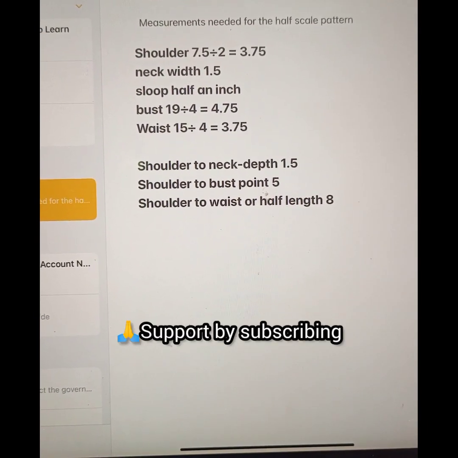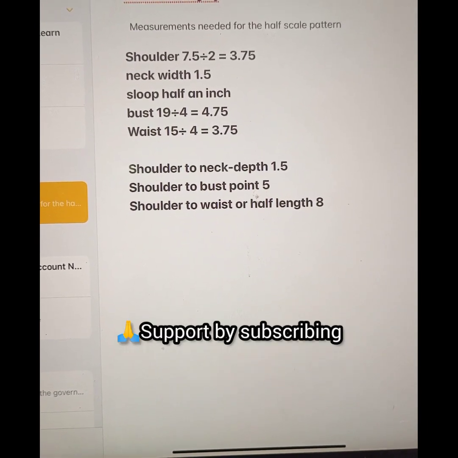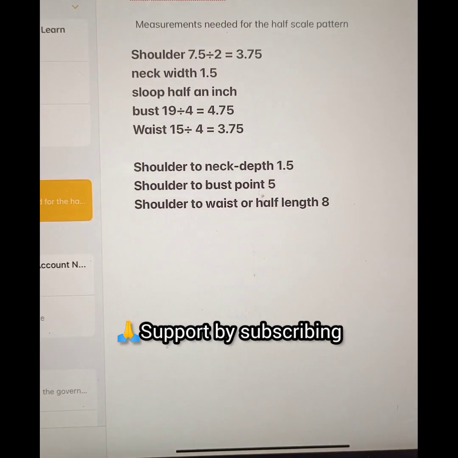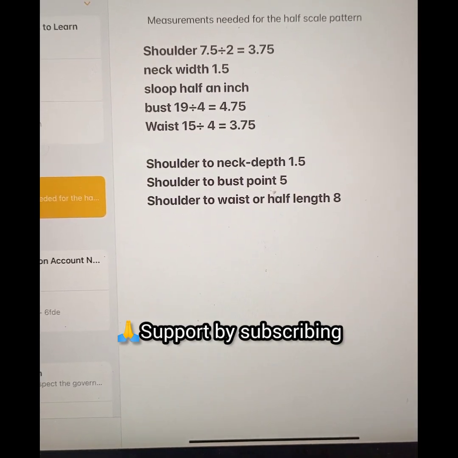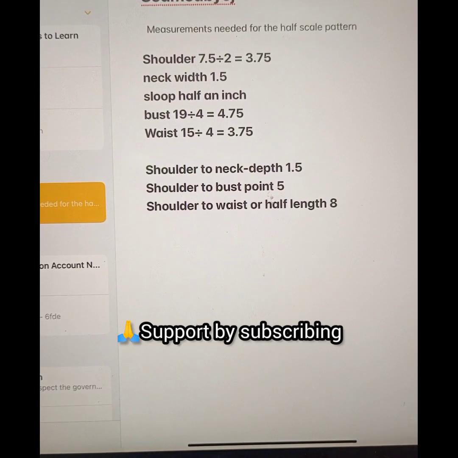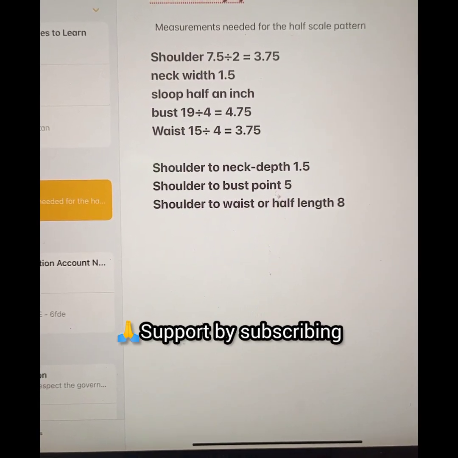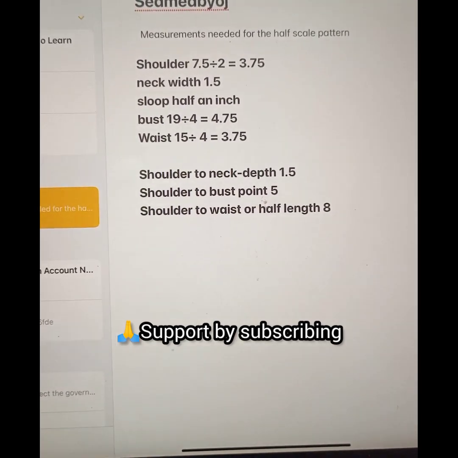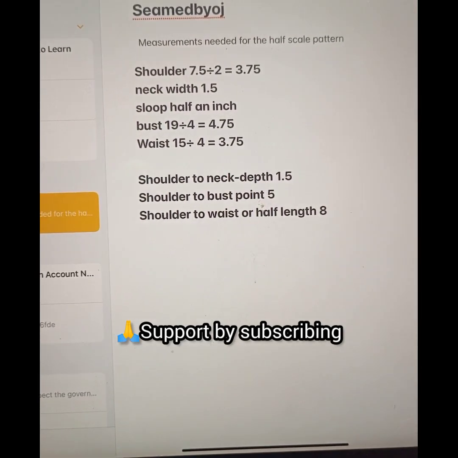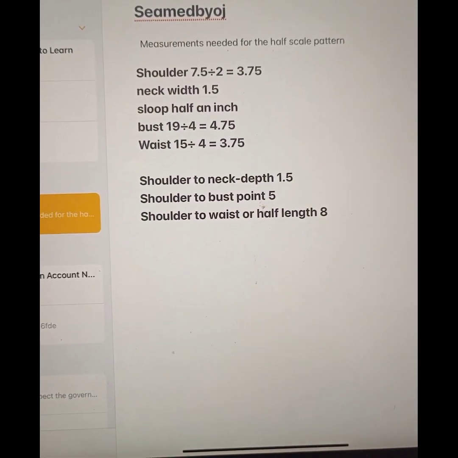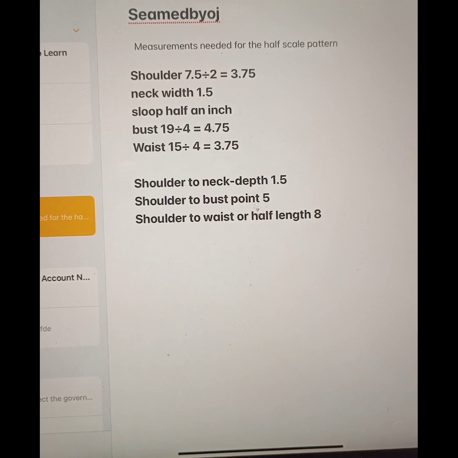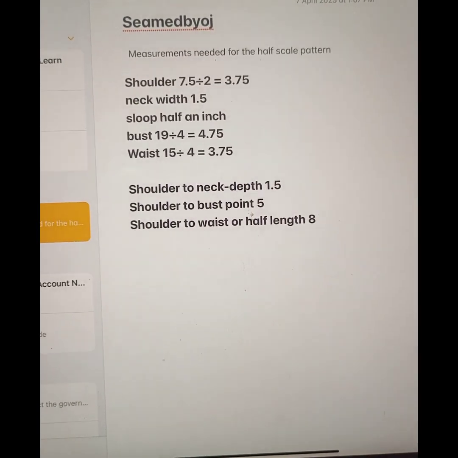So these are the measurements I use for the pattern. I divided all my measurements by 2 to achieve a half scale pattern. So shoulder width is 7.5. Normally our shoulder we divide it by 2, right? So dividing the 7.5 that I use on this video by 2, I have 3.75.